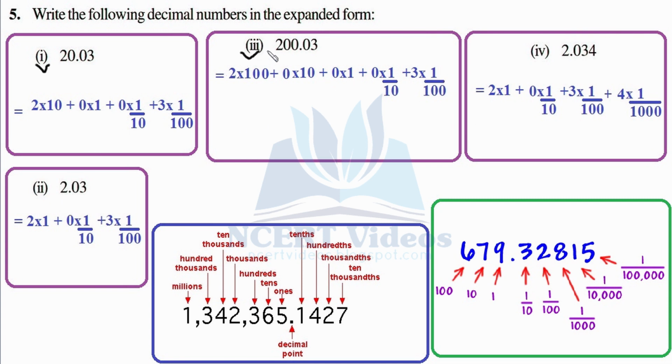Now second part, it was your third, it is second. Now 2.03, this is which ones, therefore multiplied with 1. This is your tenths, therefore multiplied with 1 over 10. Then 3 is at position hundredths, therefore multiplied with 1 over 100. So this is how you do your question number 5.